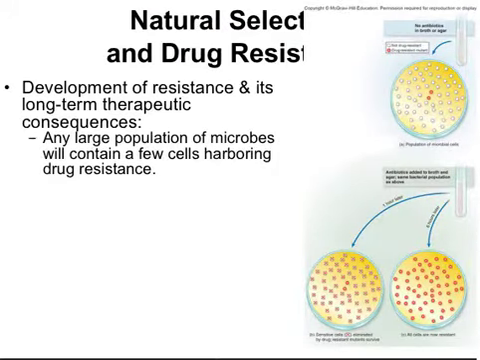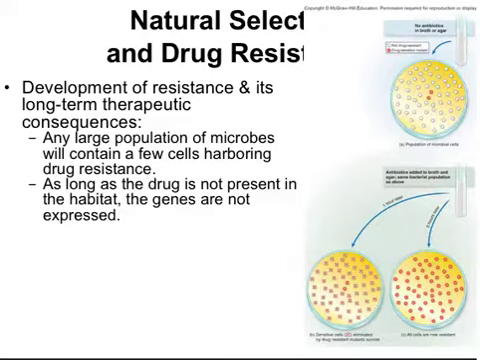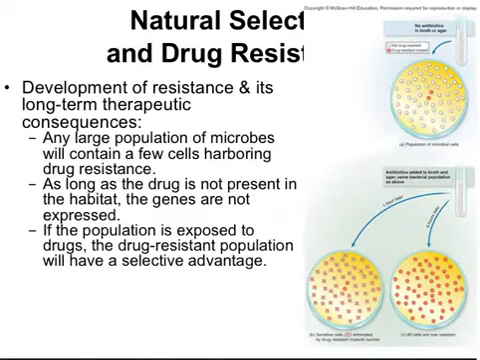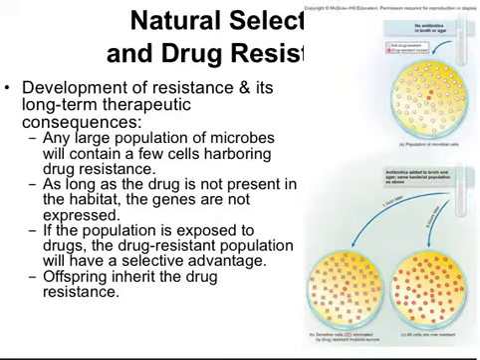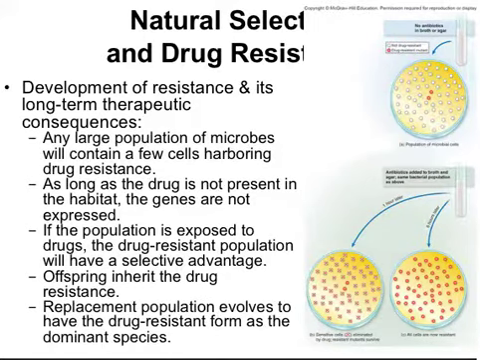Development of resistance has consequences. Any large population of microbes has a few cells that harbor drug resistance. As long as the drug isn't present in the habitat, the genes are not expressed. If the population is exposed to drugs, the drug-resistant population has a selective advantage, and its offspring will inherit that characteristic. As a result, the replacement population isn't going to be susceptible to the same treatment, and you'll have to come up with another way of dealing with infection by this selected population.